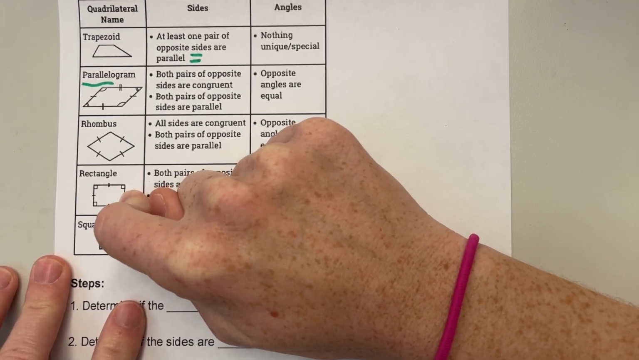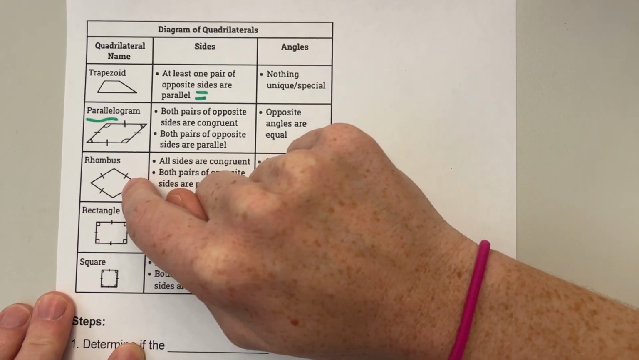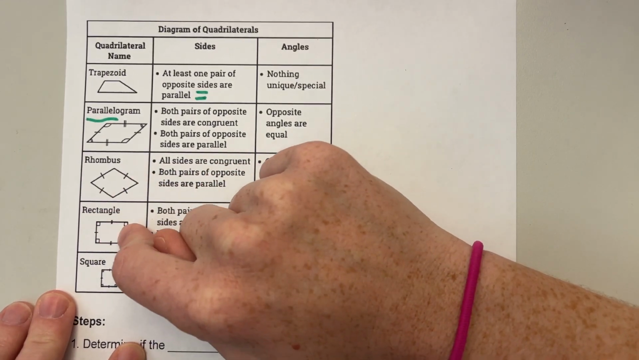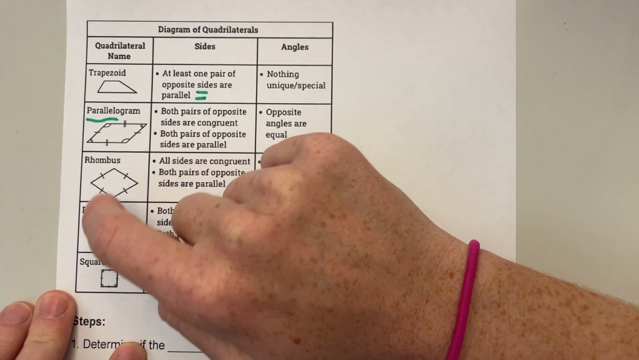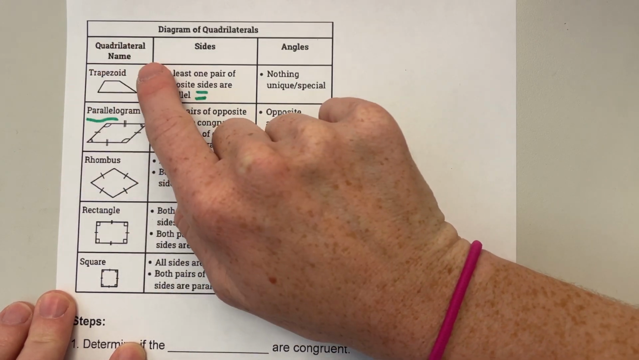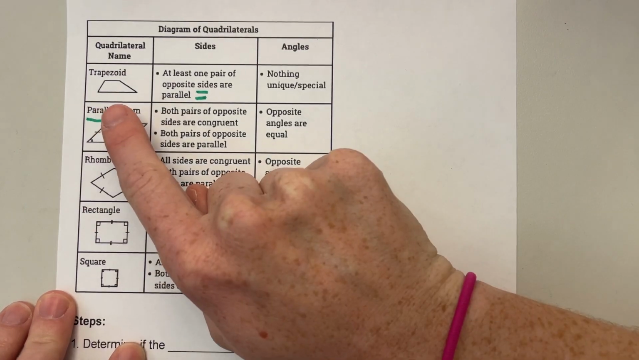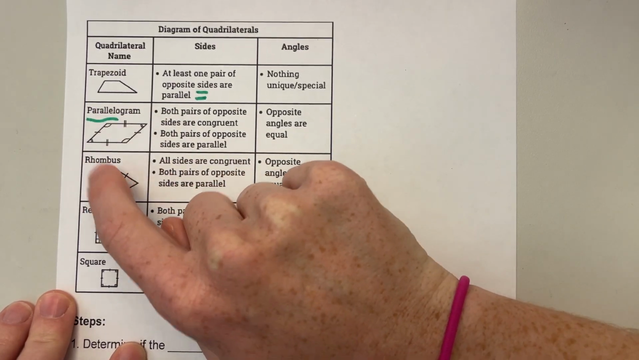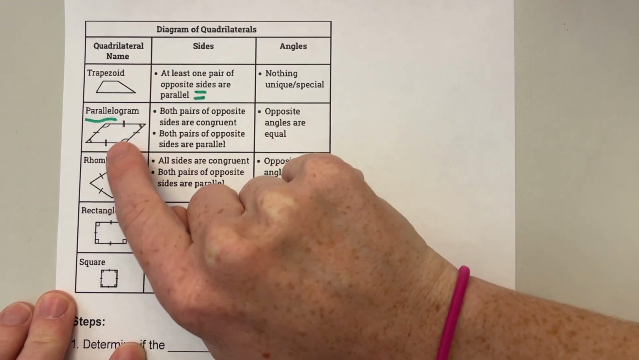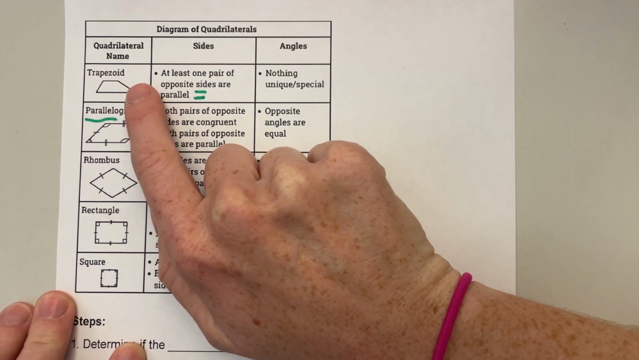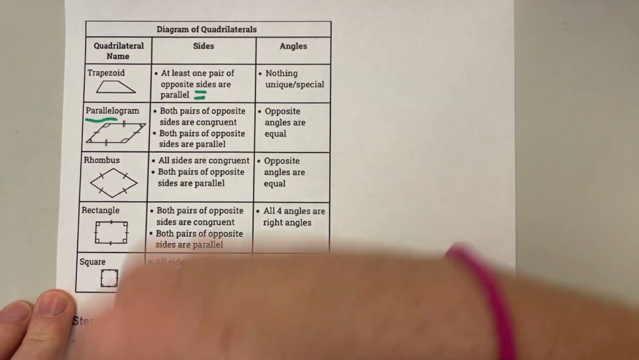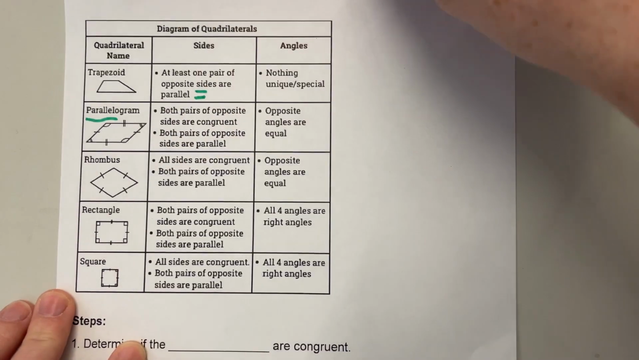Rectangles can sometimes be rhombuses. Rectangles are always parallelograms, and rectangles are always trapezoids. Rhombuses are always parallelograms, and they are always trapezoids. And then parallelograms, they're always trapezoids. We cannot go the other way. They are not always the other way.